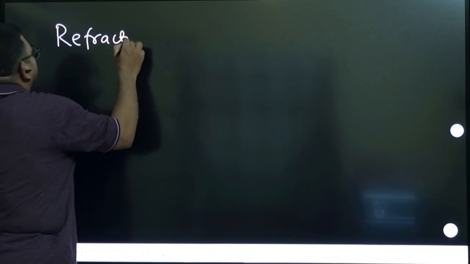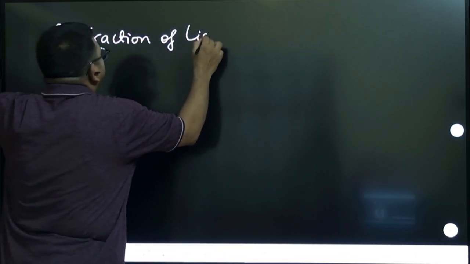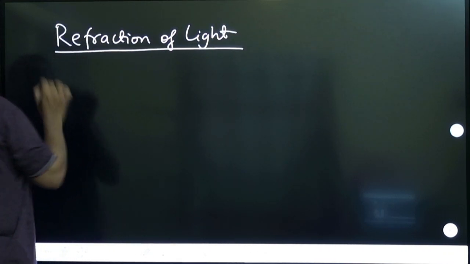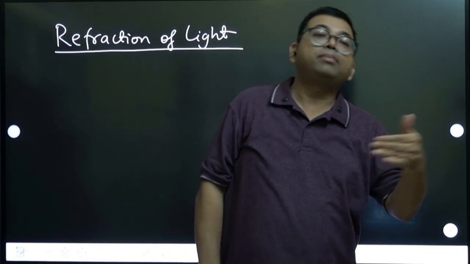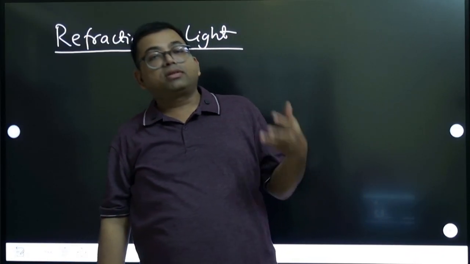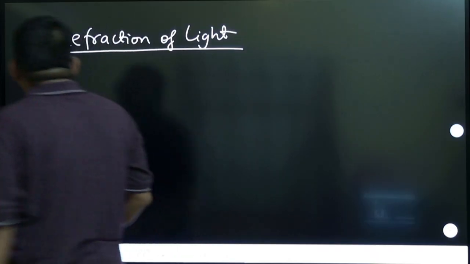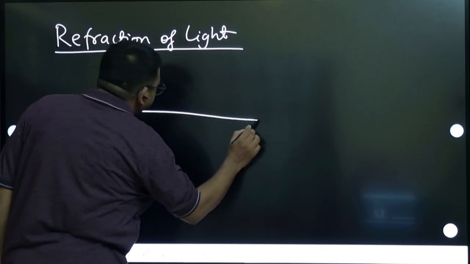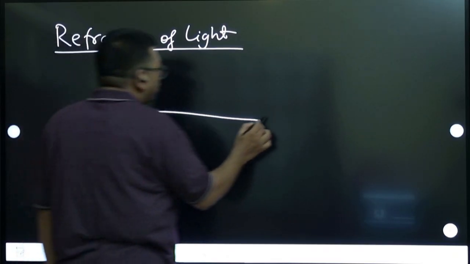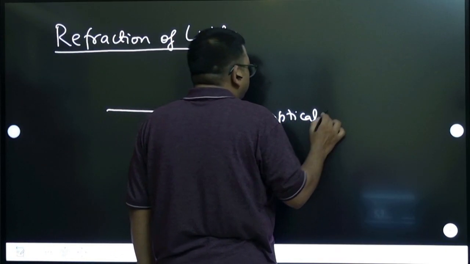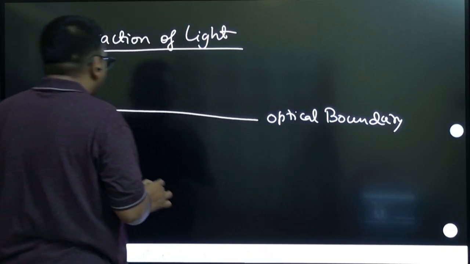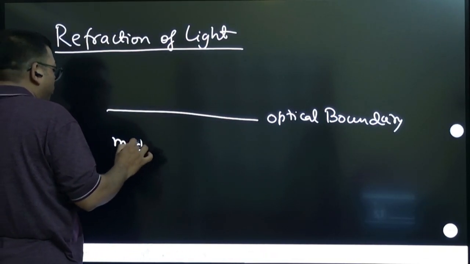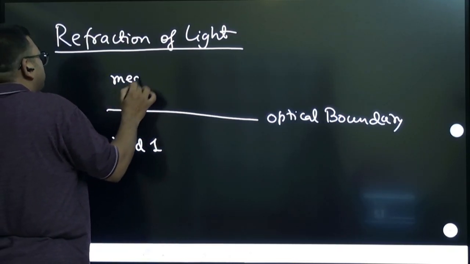So we'll go for refraction of light. What is refraction of light? Refraction of light is the bending of light. A light ray is going and the ray will bend. When will it bend, what is the condition? That we will see. So the condition for refraction: first, let us say that there is a boundary. It's called the optical boundary. And there are two mediums. This is medium 1 and this is medium 2.